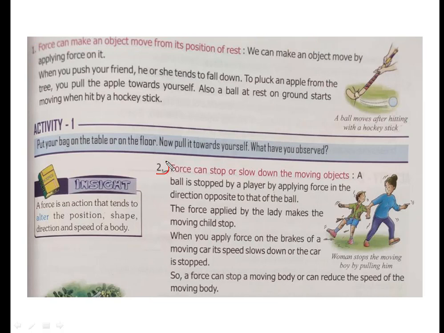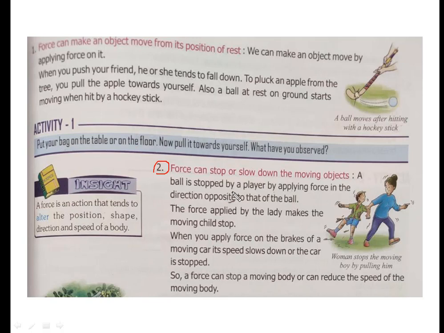The second point here: force can stop or slow down a moving object. The second point is just the opposite of the first point. In the first point, it told us that if an object is at rest and you apply force, the object will move. In the second point, it is saying that if an object is moving, with the application of force you can make it stop.